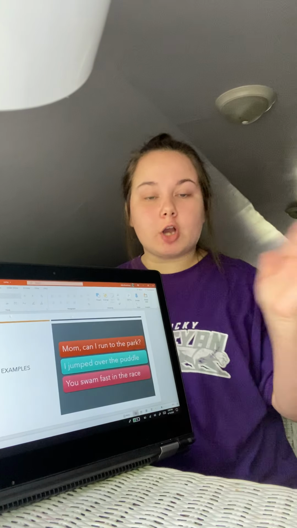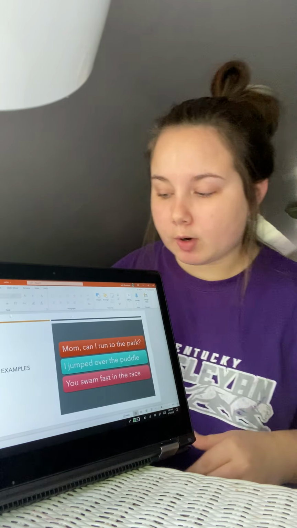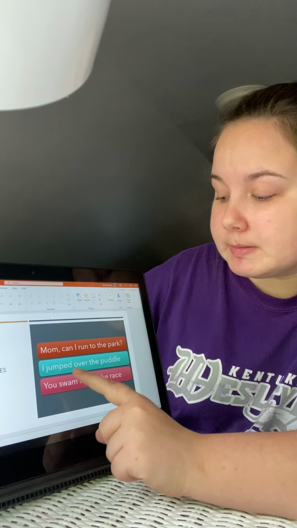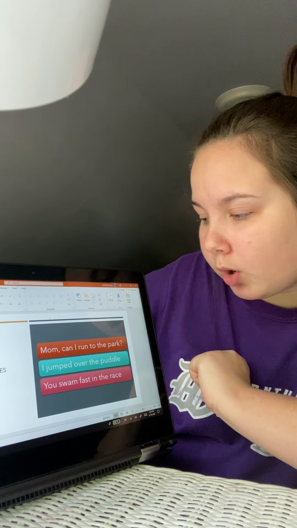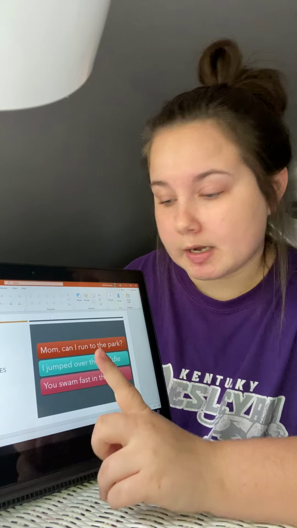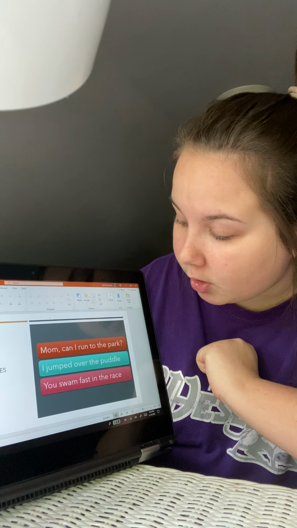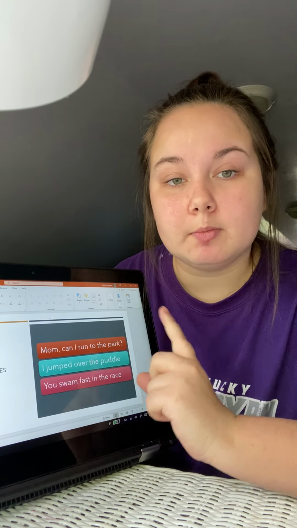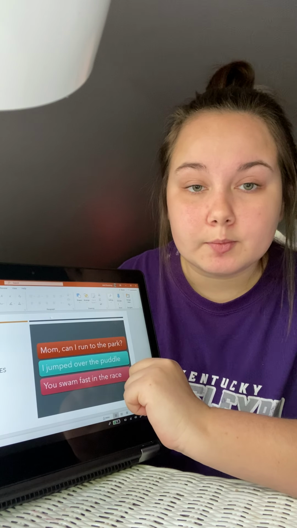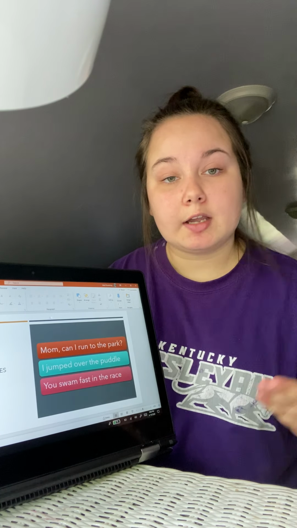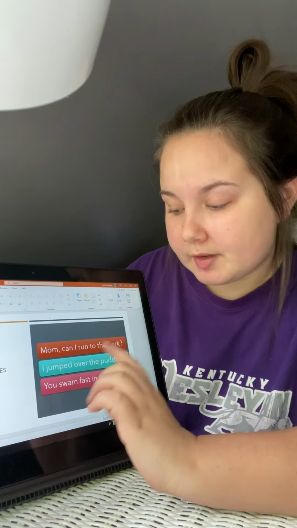Okay, so we're going to do a couple of examples before we go into our work. So our first example is, Mom, can I run to the park? So I'm going to read it one more time. Mom, can I run to the park? So the action verb in this sentence is run, because that's an actual action. You're running.